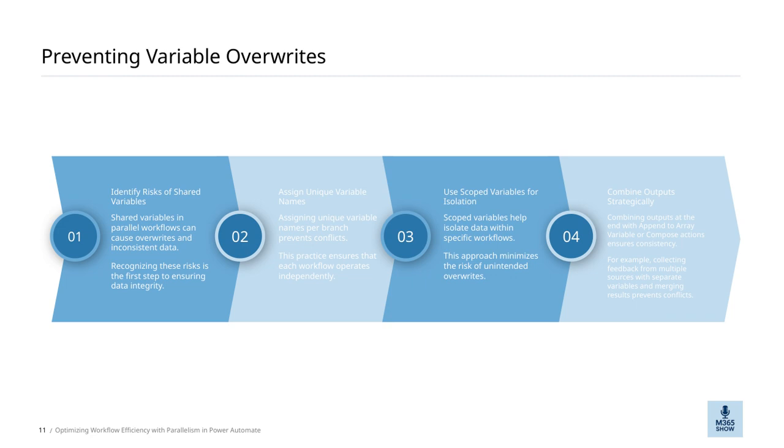Overall, by identifying the risks associated with shared variables, assigning unique names, utilizing scoped variables, and strategically combining outputs, you can significantly improve your workflow's reliability and efficiency.